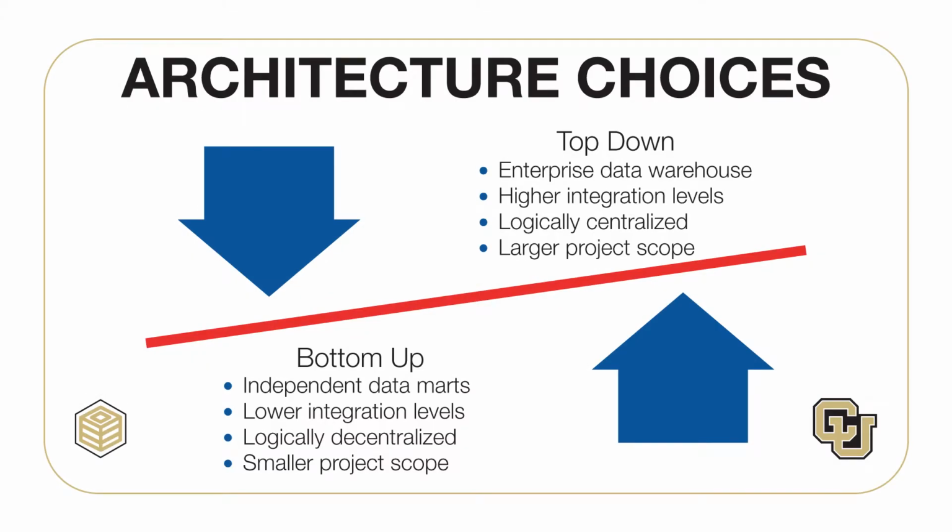2 opposing approaches provide limits on architectures for data warehouses. The top-down approach, known as the enterprise data warehouse, provides a single data warehouse for an organization. Through logical centralization, the top-down approach has a high level of integration and large scope. The bottom-up approach provides independent data marts with lower integration levels. A data mart is a data warehouse with a small scope justified by tangible benefits from critical business reporting needs and lower development risks from smaller project sizes.